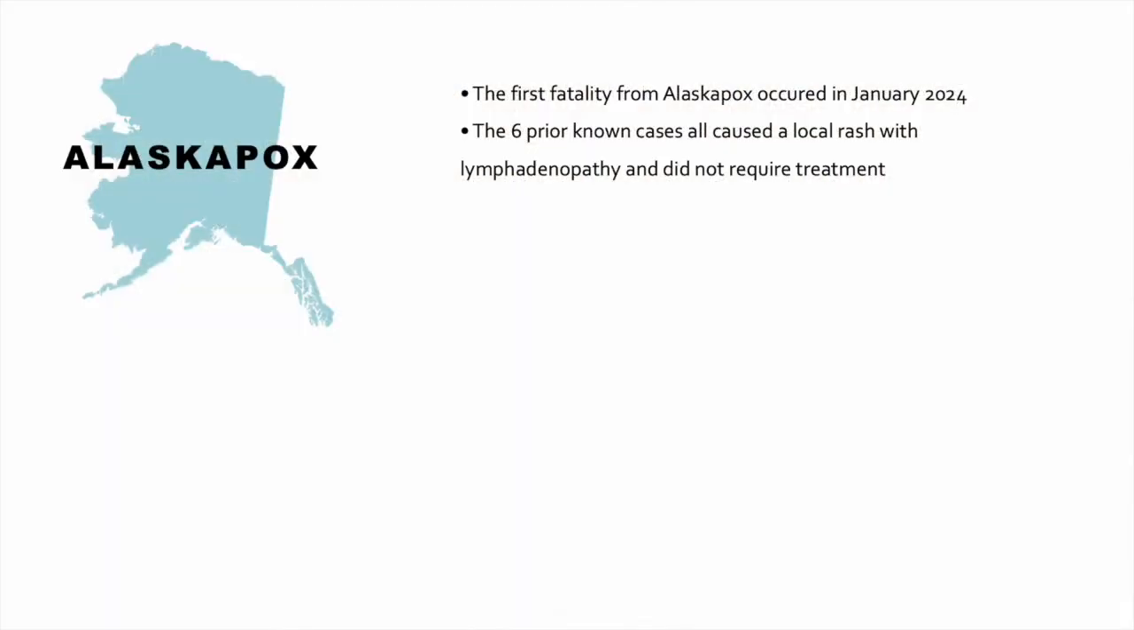Alaskapox is an orthopox virus, which is a double-stranded DNA virus. It was discovered in 2015 near Fairbanks. The first known fatality from Alaskapox just occurred in January of 2024. The 6 prior known cases all caused a local rash with lymphadenopathy and didn't require treatment. Given this information, what is the case fatality rate of Alaskapox?